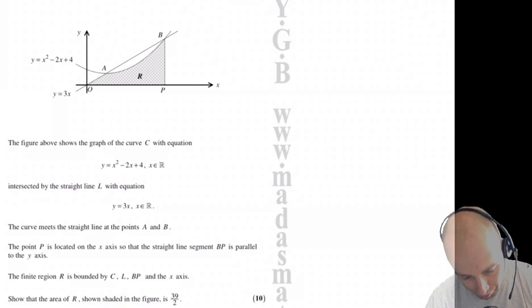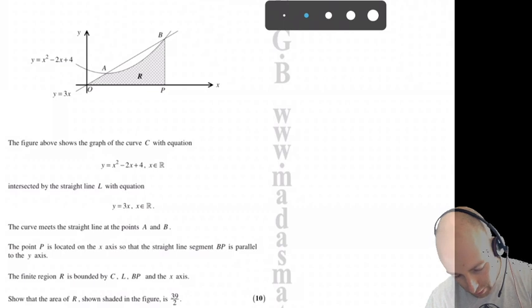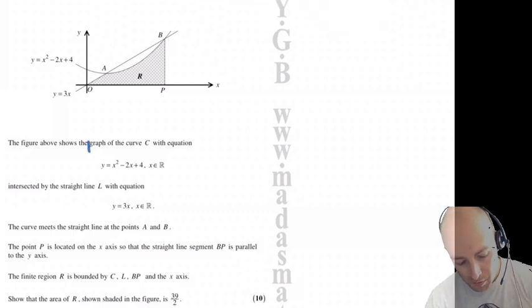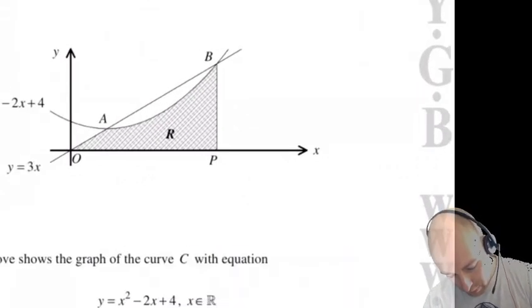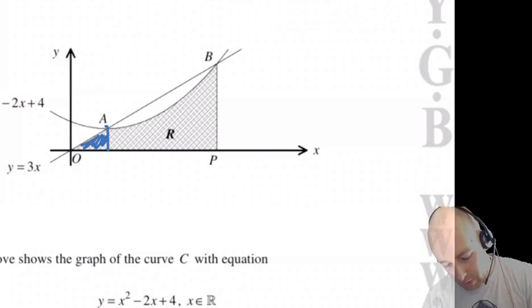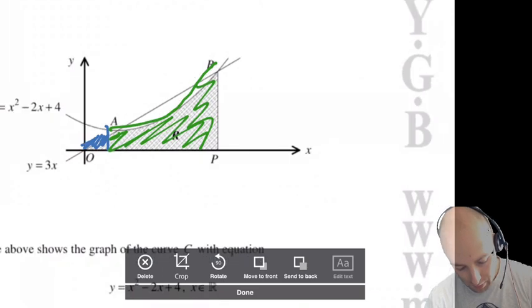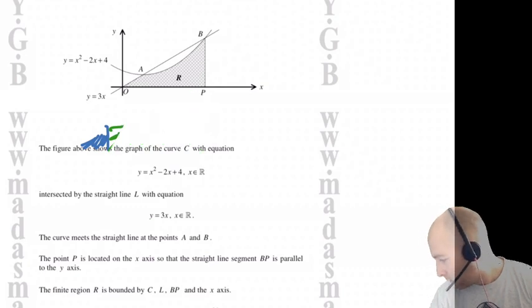yeah, we want to try and find this area. What we need to do, I can sketch this. The plan is we're going to find the area of this triangle, and then find the area under the curve using the integral, which is all of this bit, and then add those two things together. It doesn't really matter which we do first.